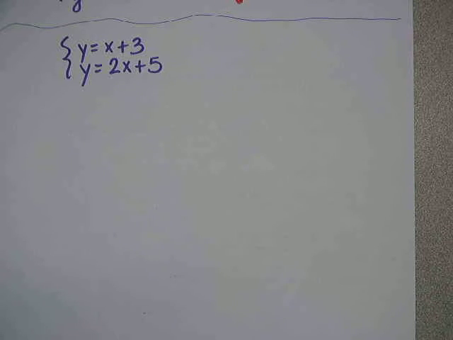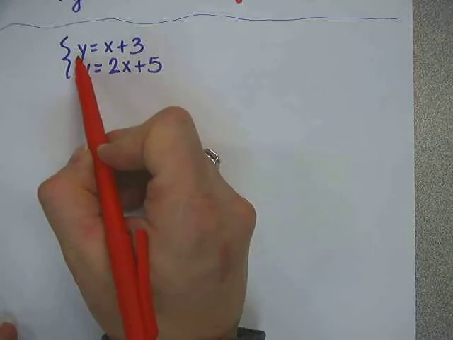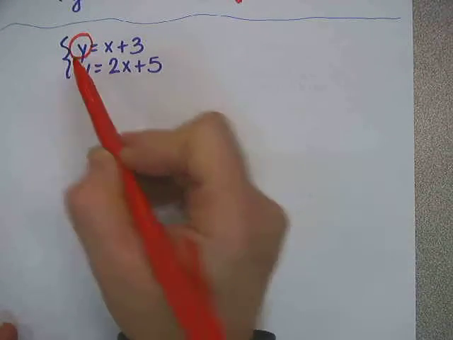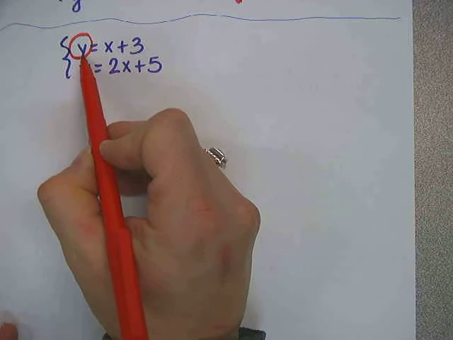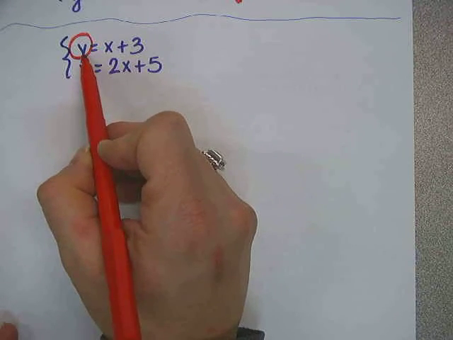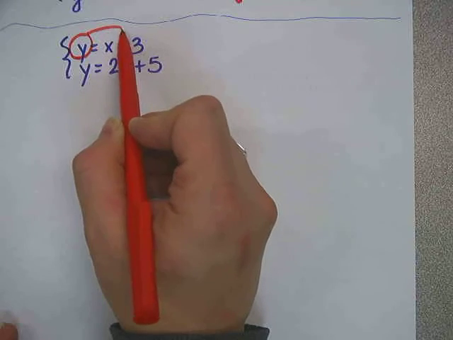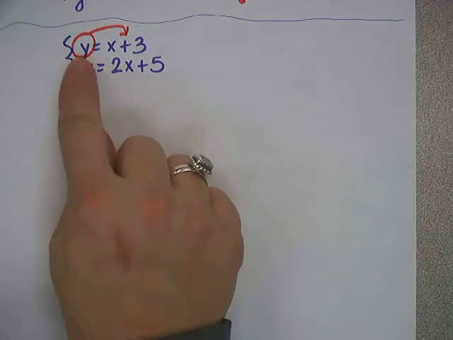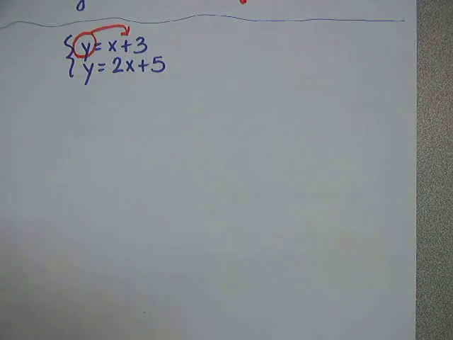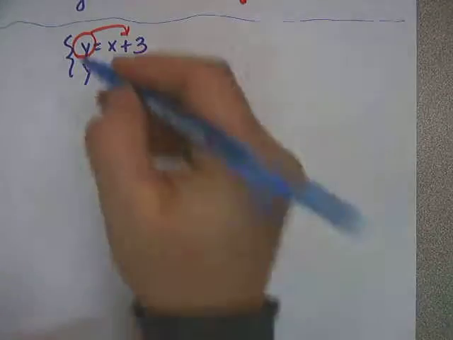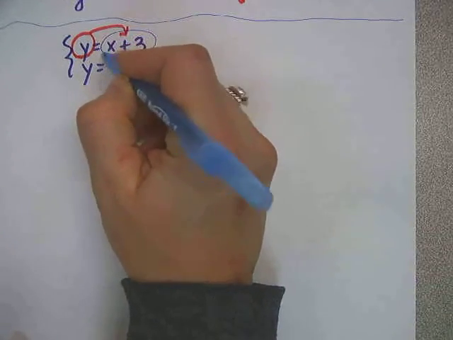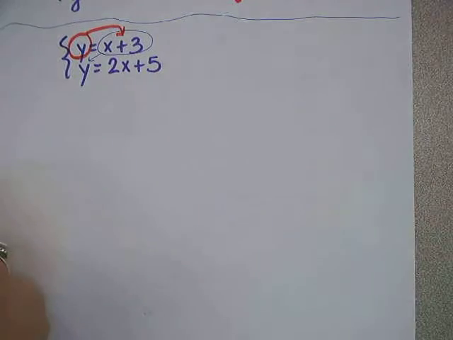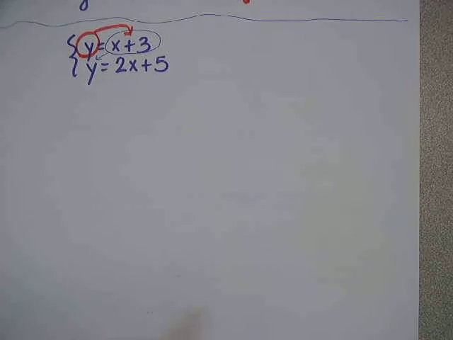And to solve by substitution, what you do is you find one of the equations that is already solved for x or y. So in this case, both equations are solved for y. So this is saying that y is equal to x plus 3. So whenever two things are equal, you can interchange them. So if y equals x plus 3, we're going to take this value that they're saying y is, and we're going to substitute it into the other equation for y.